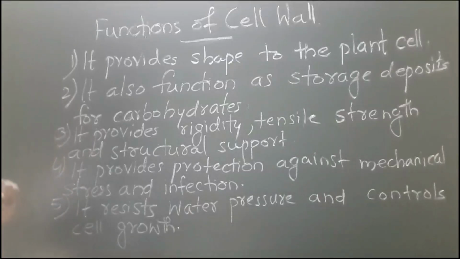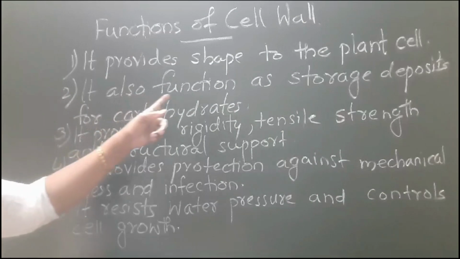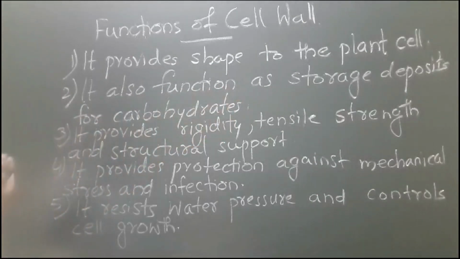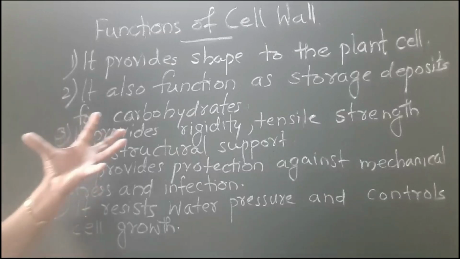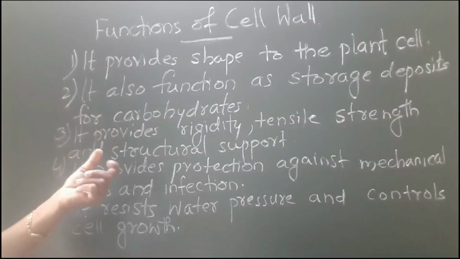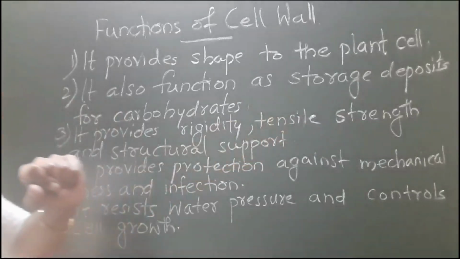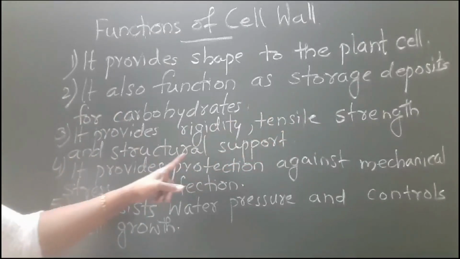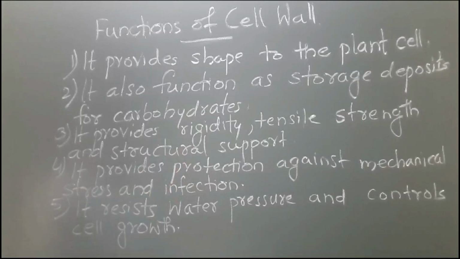Let's see what are the functions of a cell wall. It provides shape to the plant cell. It also functions as storage deposits for carbohydrates. It provides rigidity, tensile strength and structural support. Tensile means it can be stretched without breaking. It provides protection against mechanical stress and infection. It resists water pressure and controls cell growth.